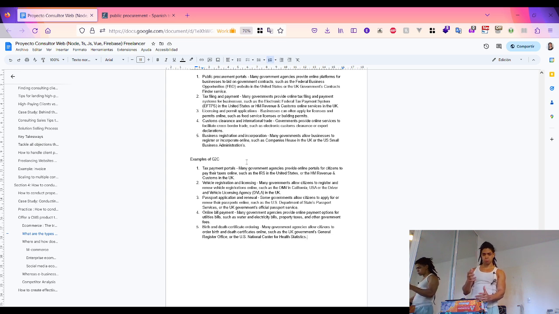Also, utility bills or online bill payments. So the government agency provides payment options to citizens to pay utility bills like electricity, water, property tax, and other government fees.